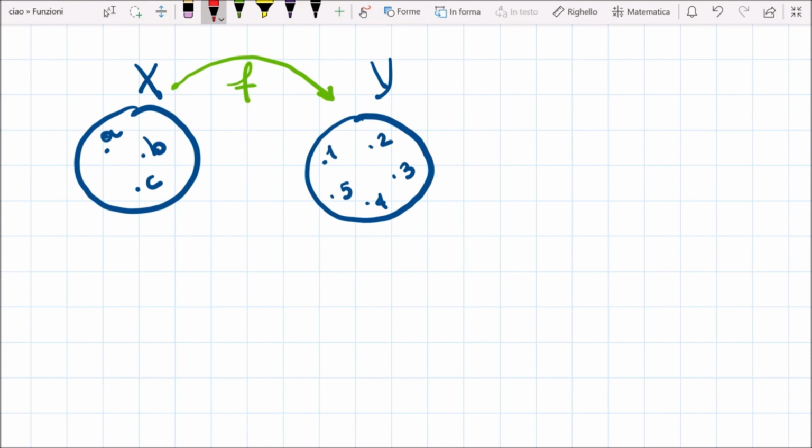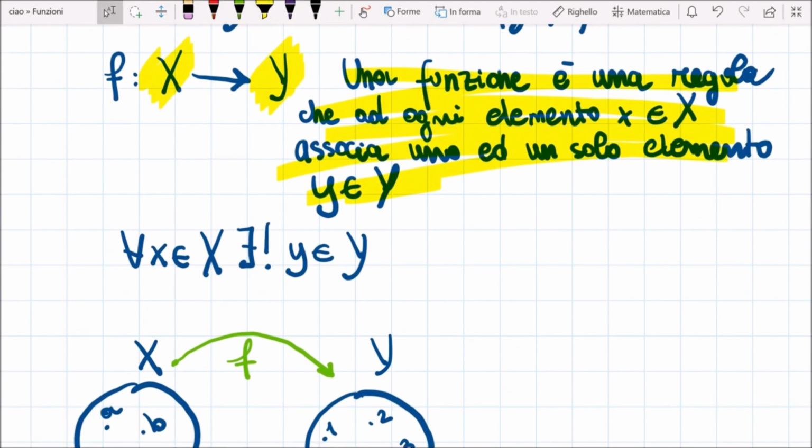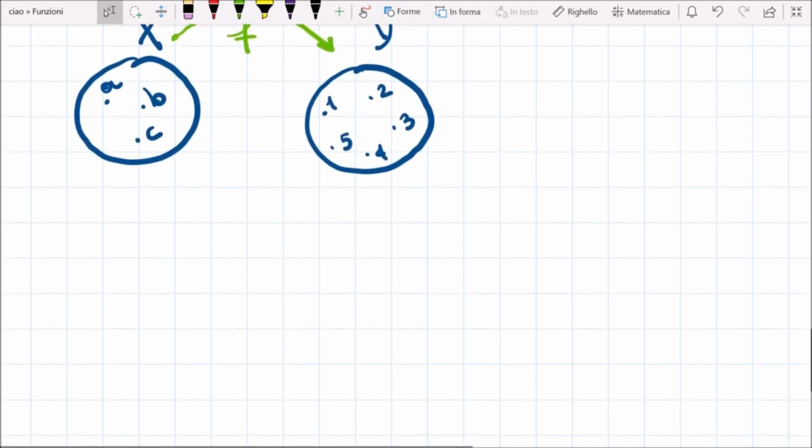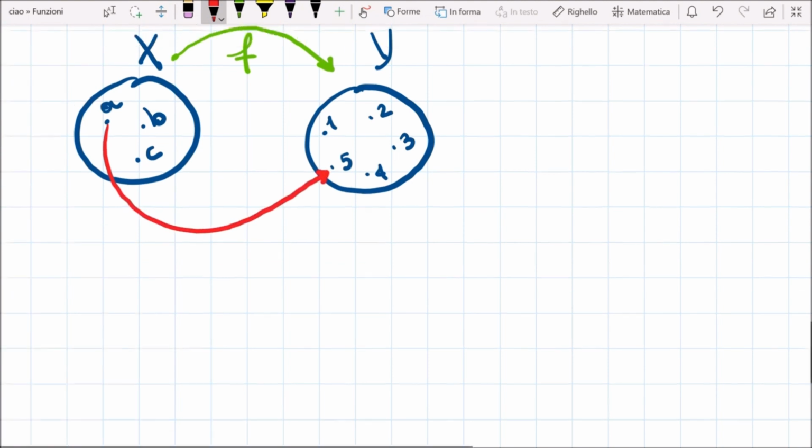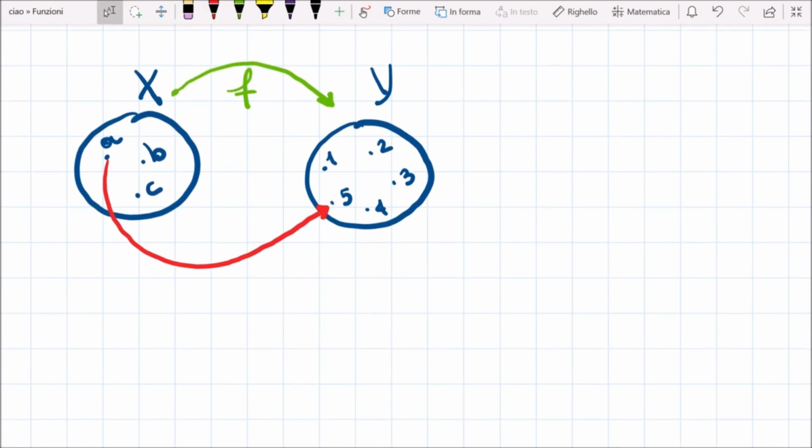Now, as you can see, I'm starting to draw red arrows to indicate that I have elements in set X. For example, I'll start with A. I want to associate the number 5 with A. So, what do I do? I draw an arrow starting from A and ending at the point 5. I do the same for B, which goes to 1, and for C, which goes to 3. Of course, I've chosen these values randomly, I've drawn arrows randomly. I could have chosen to associate 2 with A and 3 with B, and 4 with C, and 1 with A. Anyway, you get the idea.